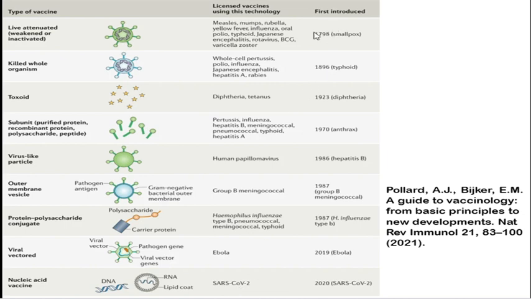Okay, so here I have given that the first live attenuated vaccine was given for smallpox, and killed whole organism was first introduced for typhoid. If you take subunit, it was first given in the year 1917 for curing anthrax, and virus-like particle was first given for hepatitis B. If you take viral vector, it was given in the year 2019 for preventing the outbreak of Ebola, and the nucleic acid vaccine, that is the mRNA-based vaccine, was first introduced in the year 2020 for the SARS-CoV-2 virus.